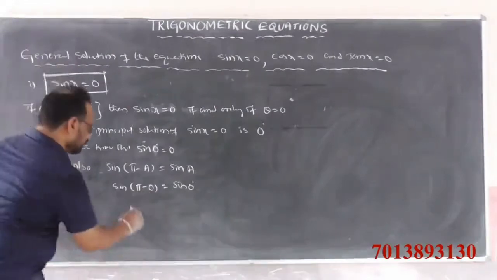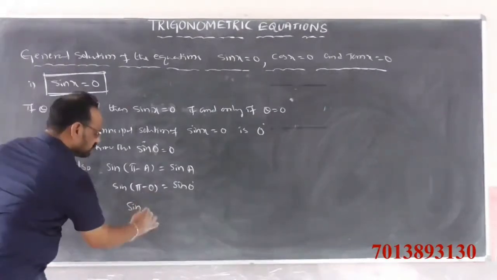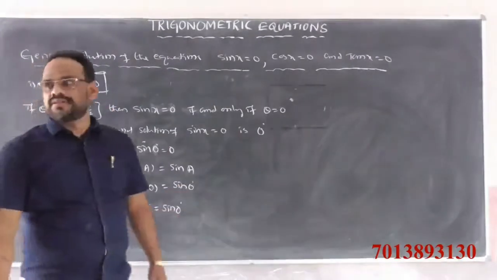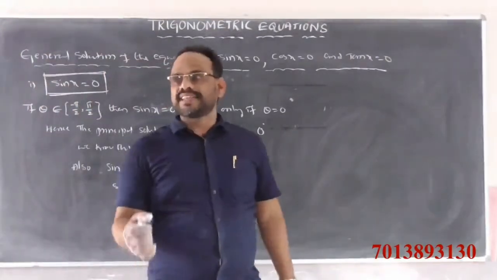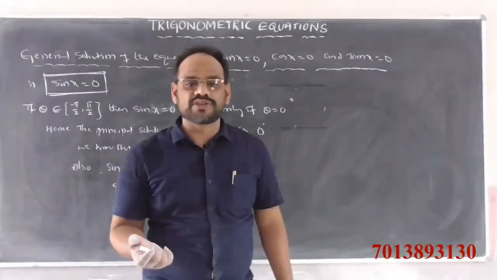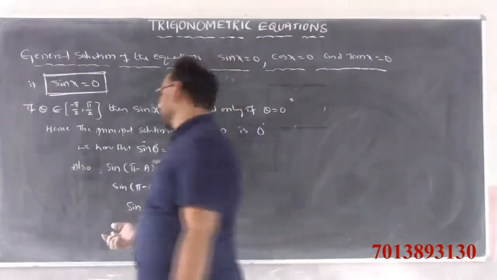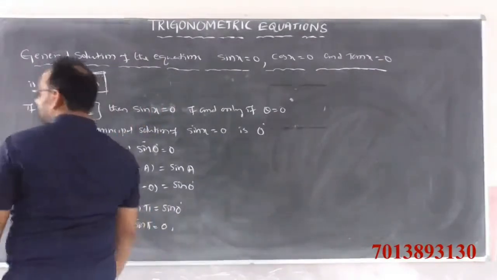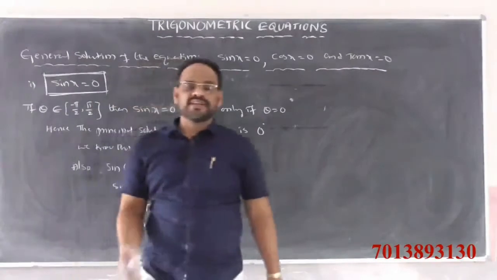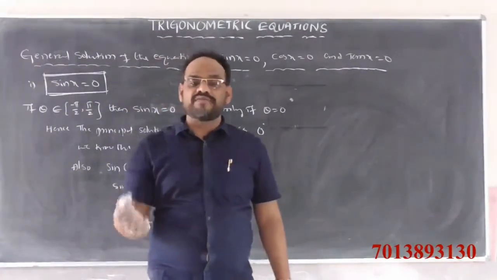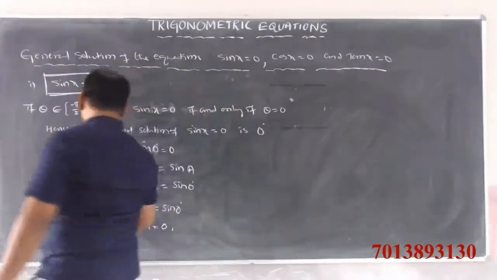So sin(π − 0), which is nothing but sin π, is equal to sin 0. Sin π is equal to sin 0 only. That is, sin π is equal to 0. So now the principal solutions of the equation.